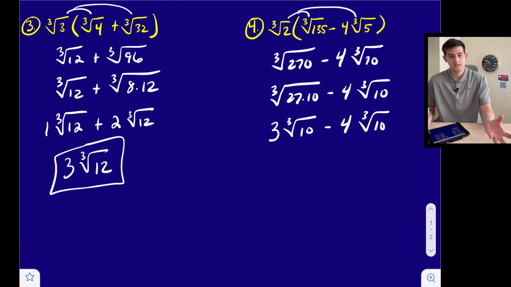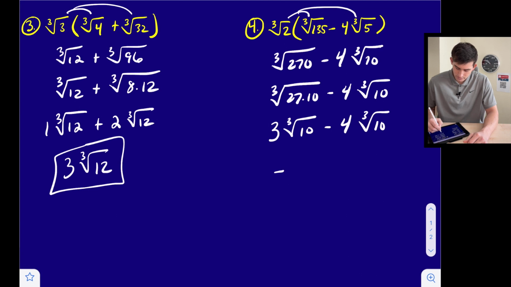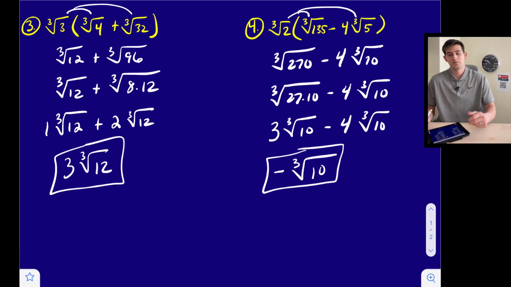And now we have the same index, we're doing cube root, and we have the same radical, the radicand is 10. So now we can do 3 minus 4, which is -1, or we can just say negative cube root of 10. And that's how you multiply radicals.